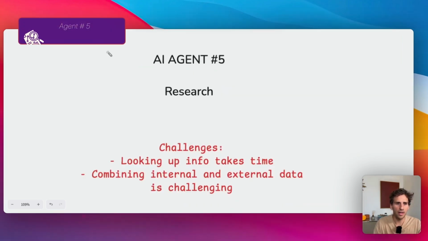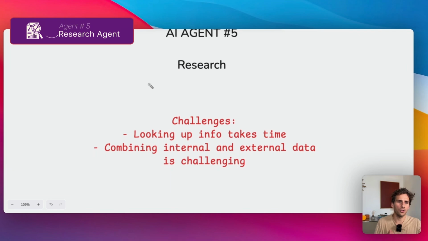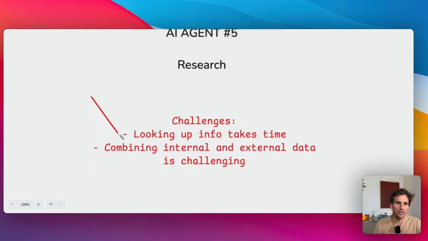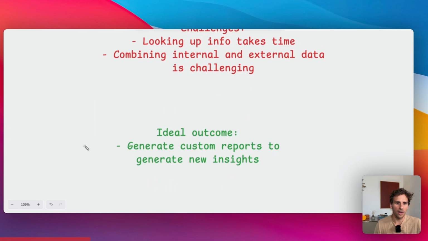So AI agent number five is about automating research. So the challenge is whether you are researching your prospects or your customers, or you want to decide where to grow next. This usually takes up a lot of time. You need to combine internal data with reports and that you do manually. And so this is fairly challenging. And this is kind of the work that consultants do, which takes up a lot of time and probably is not your core activity. So ideally what you'd like to do is to be able to generate reports of your existing data internally and to generate new insights.